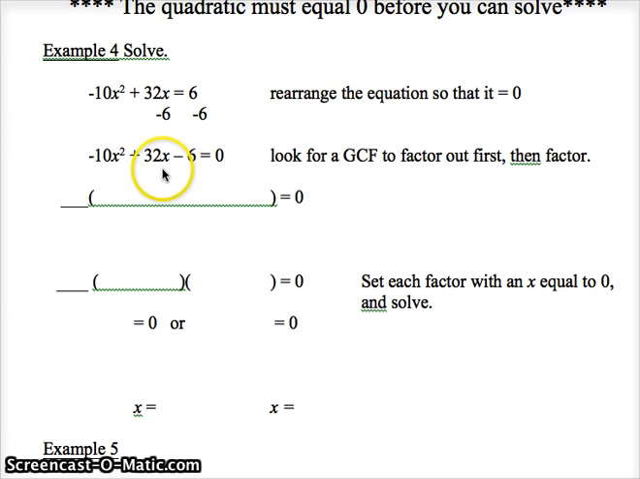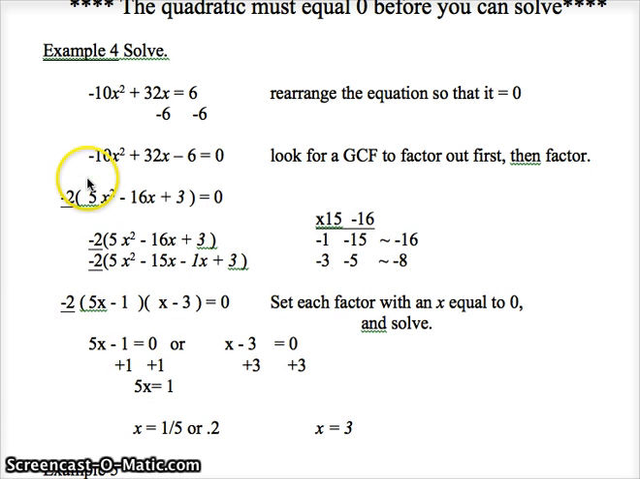Now we need to factor. Always look for your GCF first and then factor. If we look at all of this, we can see that all the numbers are even, and we want our x squared term to be positive. So take out a negative number so that we're left with a positive x squared inside our bracket, and then I want you to factor and solve. So pause the video and press play when you're ready to continue.